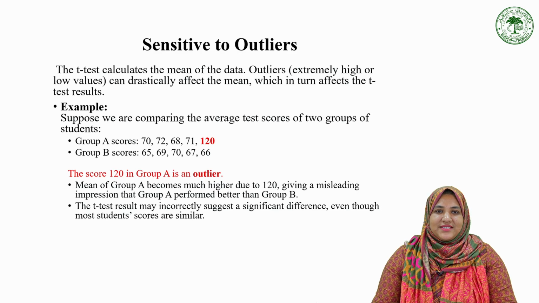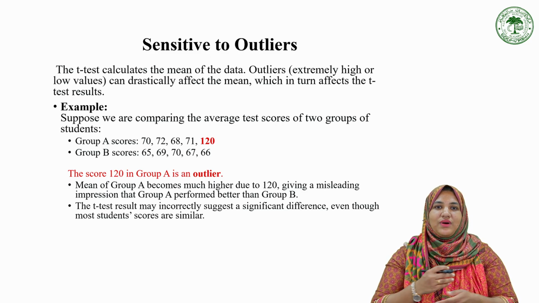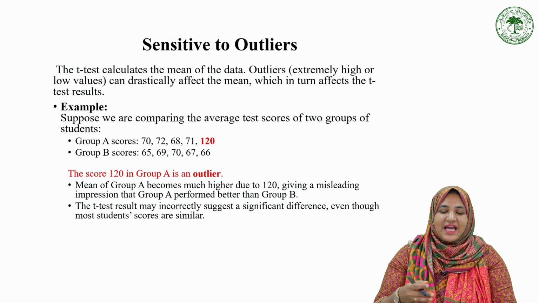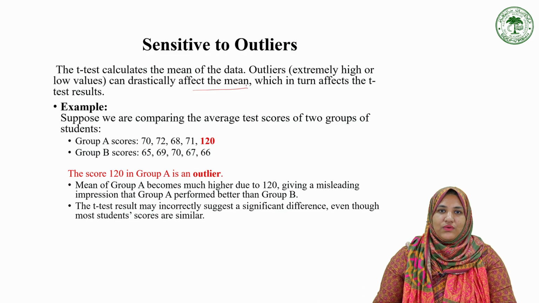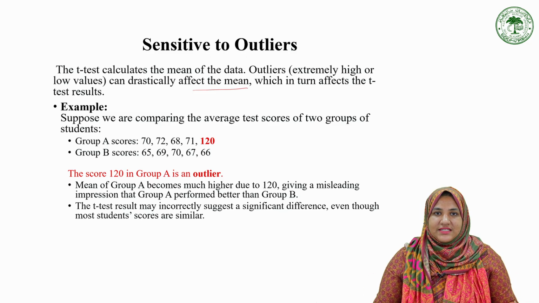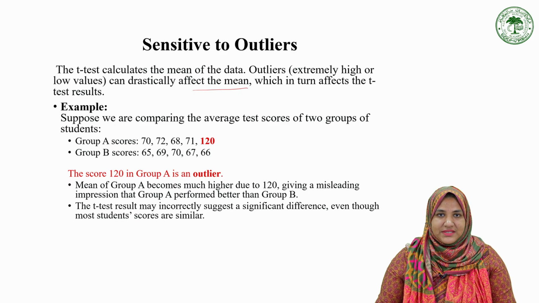So as far as the t-test is concerned, there are certain challenges that we are facing. That means it is sensitive to outliers. See, for example, when we are calculating the mean of the data, if a few values, or one of the values, is extremely high or extremely low, then it may affect the t-test result, isn't it? It may affect the mean value also. Of course, when the mean value is affected, it will affect the t-test value also. That is quite understood, clear.